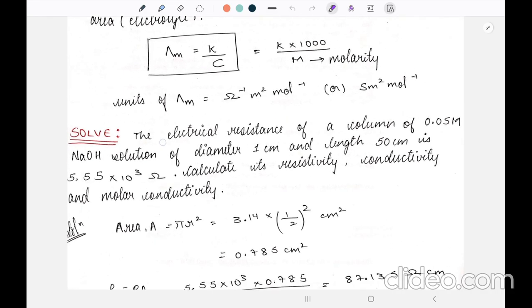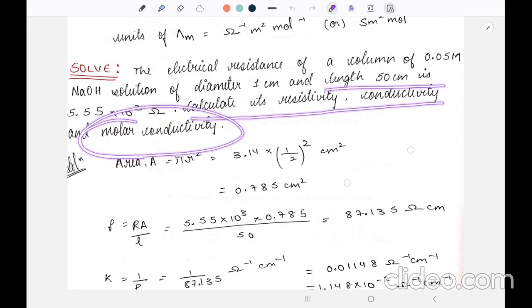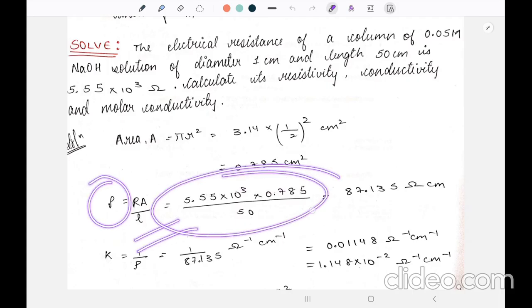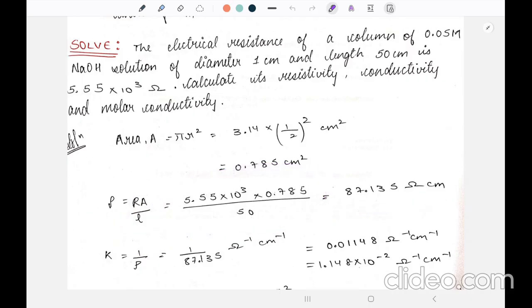The question states that the electrical resistance of a volume of 0.05 molar NaOH solution of diameter 1 cm and length 50 cm is given. So we have to calculate the resistivity, conductivity and molar conductivity. So we know the area is pi r square. So placing the values we get the answer to be 0.785 cm square. The resistivity formula is Ra by L. By placing the values we get the answer to be 87.135 ohm centimeter.